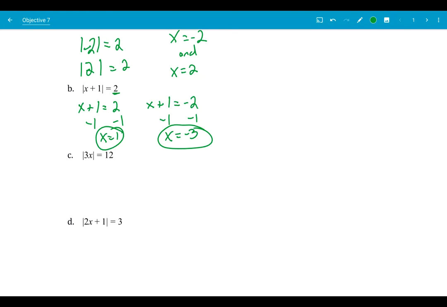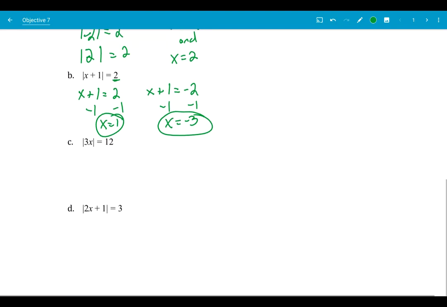Now, what's interesting is these answers were not opposites, but if you plug the numbers back in to check, 1 plus 1 is 2, and the absolute value of 2 is 2. -3 plus 1 is -2. The absolute value of that is also +2. So they should work when you plug them in. So for both C and D, again, try the same setup steps. Remember, you're taking whatever's inside your absolute value, setting it equal to a positive number, equal to a negative number, and then solving them both independently. Try C and D, and then come back to check your answers.